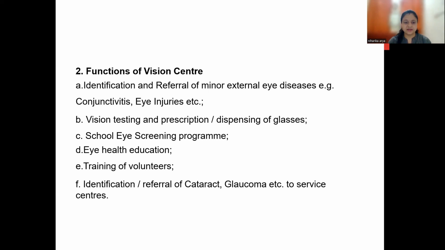Functions of the vision center. First is the identification and referral of minor external eye diseases, for example conjunctivitis, eye injuries, etc. Second is vision testing and prescription, dispensing of glasses, that is giving the correct refractive error corrections. Then school eye screening programs, eye health education, training of the volunteers, and identification and referral of cataract and glaucoma patients to the service centers.